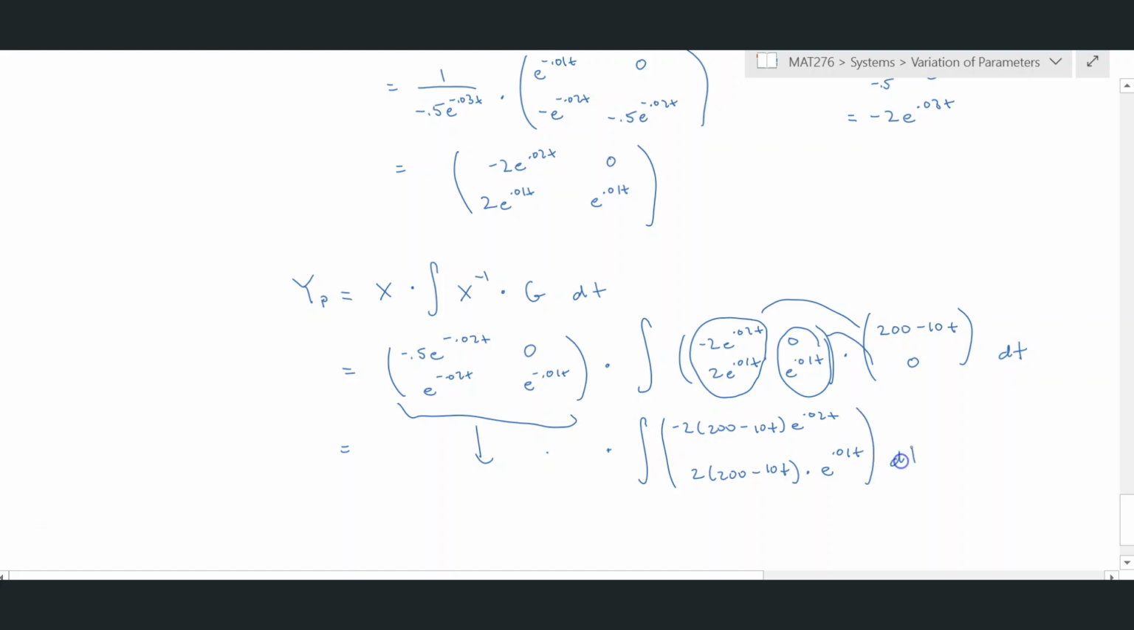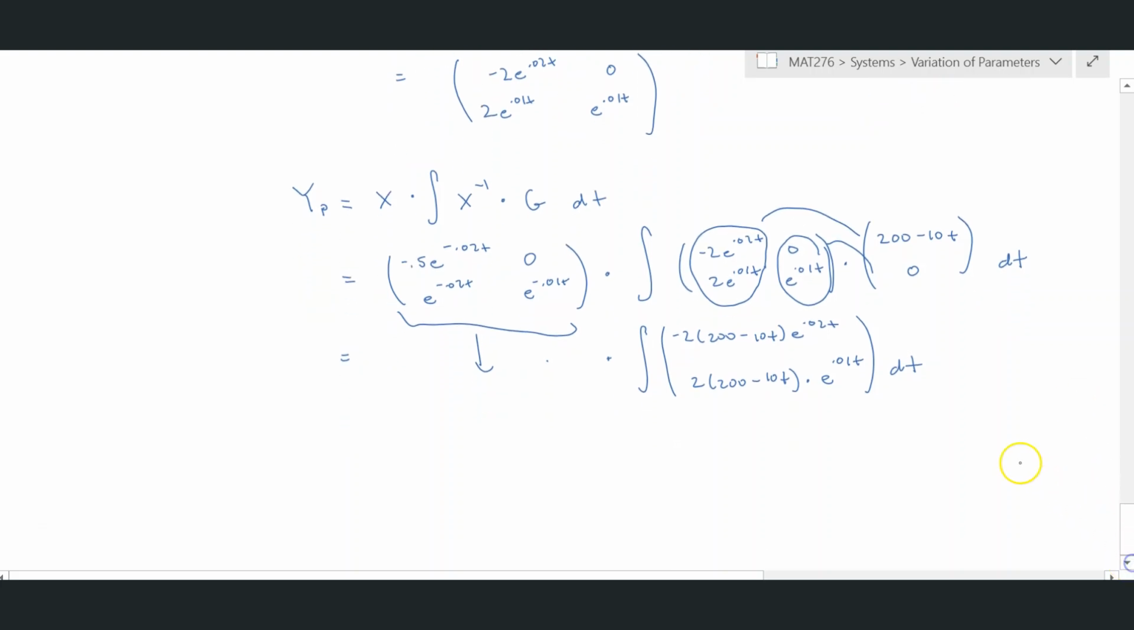All integrated with respect to t. All right, almost there. Now we need to integrate each of these functions, and an integral calculator will be invaluable here because this will require some integration by parts. So let's go ahead and produce what that result comes out to.